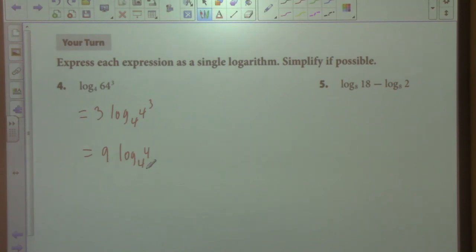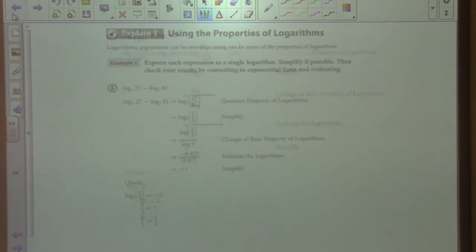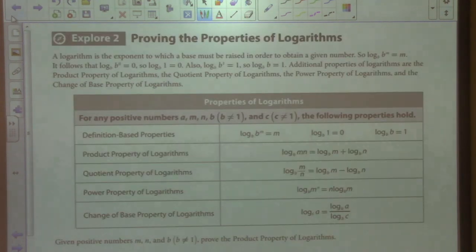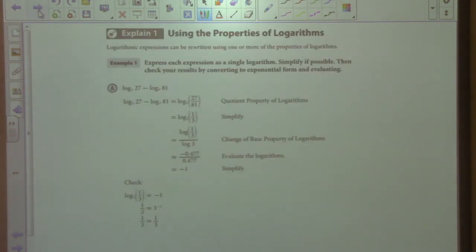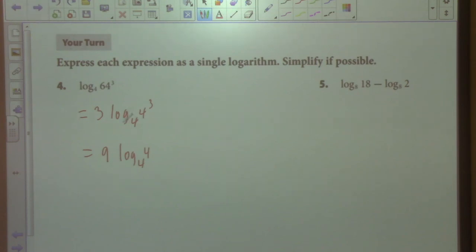And what's log base 4 of 4? Look at the properties of logarithms. Log base b of b equals 1. So it's the same number, it's 1. Because this is the power you raise 4 to equal 4. So our answer to this one simplified is 9. So that is our simplified answer to that one.